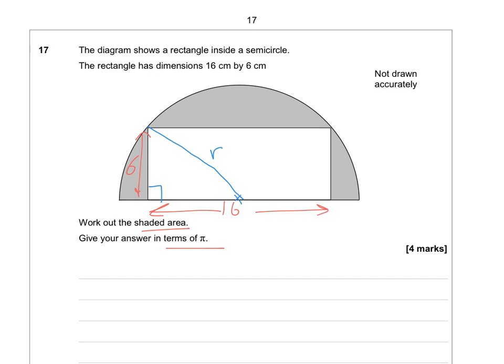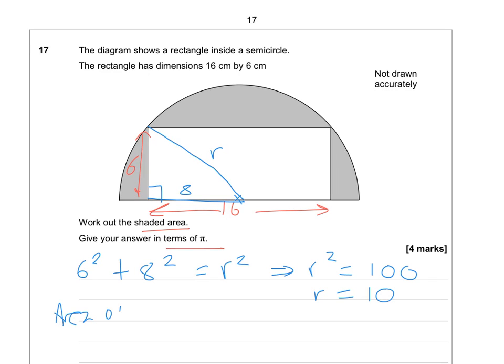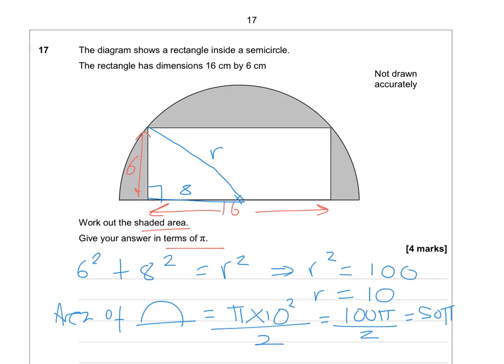We're going to use Pythagoras Theorem. 6 squared plus this distance here, 8 squared, is equal to r squared, which means that r squared equals 100 and r equals 10. So the radius of the circle is 10. So the area of the semicircle is pi multiplied by the radius squared divided by 2, which simplifies to 100 pi over 2, or 50 pi.